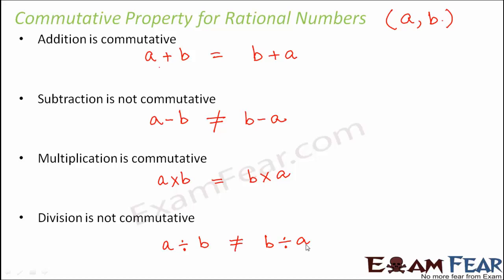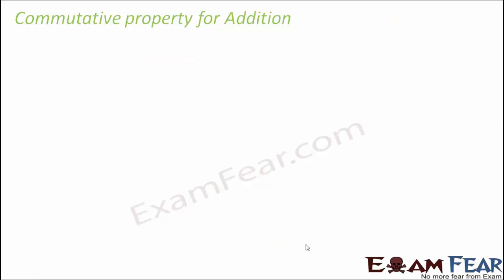Now here also, we will take examples of rational numbers and we will prove how addition and multiplication are commutative and why subtraction and division are not commutative. So let us start with the commutative property for addition. Let's consider a rational number a. Let's consider 2 by 3. Let's consider another rational number 7 by 8 as b.